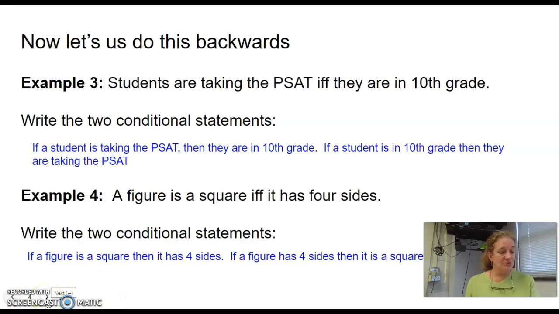And then we're going to do the you try for number 3. You're going to break it into its pieces. So now you're going to write the 2 conditional statements that made your 1 biconditional statement. And now you're going to do number 4. Okay, and we're going to go on.